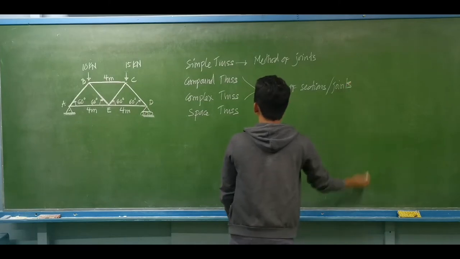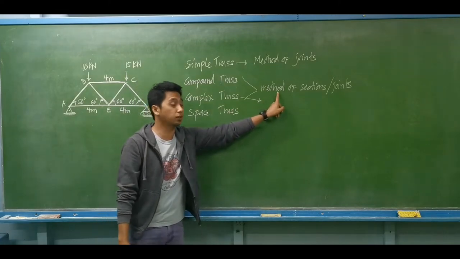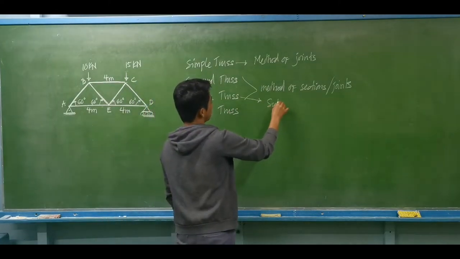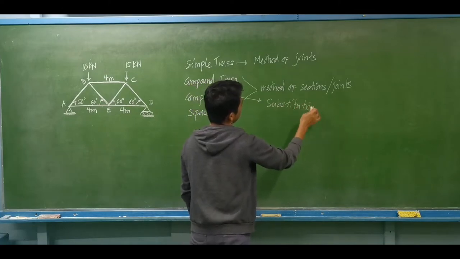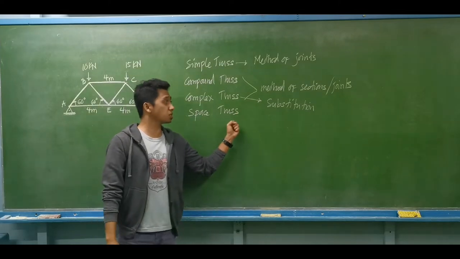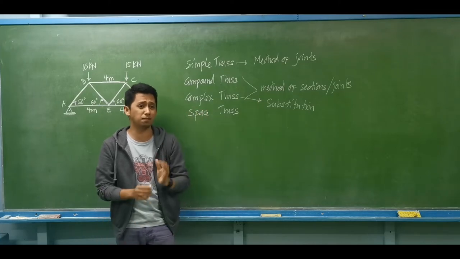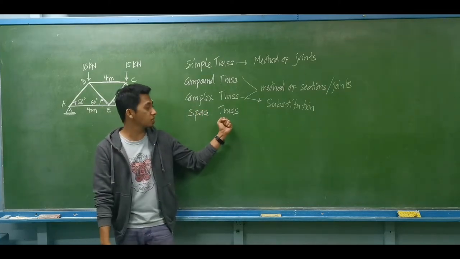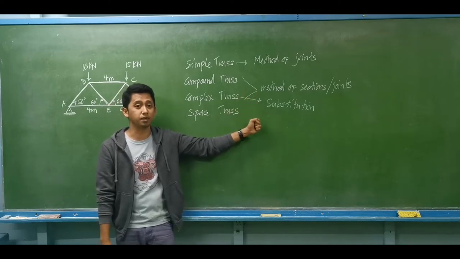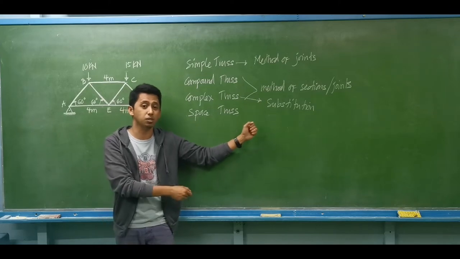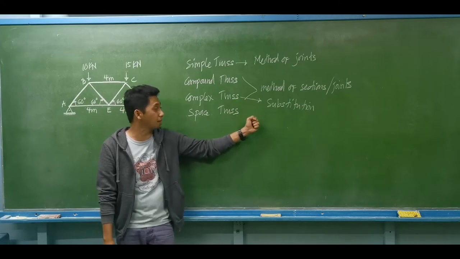When it comes to complex truss, again, you can still use the method of sections. You can also use the method of substitution, using a substitution member. Then for space truss, you can still use the method of joints or method of sections, but usually when it comes to problem solving, space truss usually uses the three equations of equilibrium. Method of joints or method of sections is still possible, depends on the situation. So let's discuss more of this as we go on with our examples.